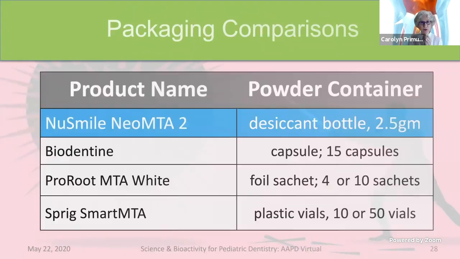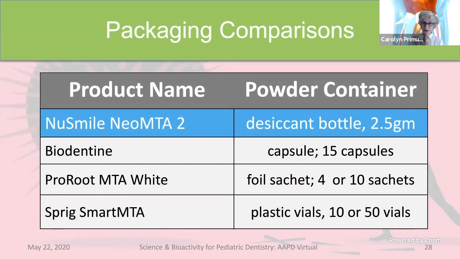When it comes to composition, you've already seen that they're all based on tri and dicalcium silicate. When it comes to the format of them, some of these products are offered with bulk packaging of a desiccant bottle of powder compared with a dropper tip. That's the New Smile Neo MTA2. Biodentin has capsules of powder and gel. ProRoot MTA uses foil sachets with little vials of water, and the Sprig Smart MTA uses plastic vials for their powder.